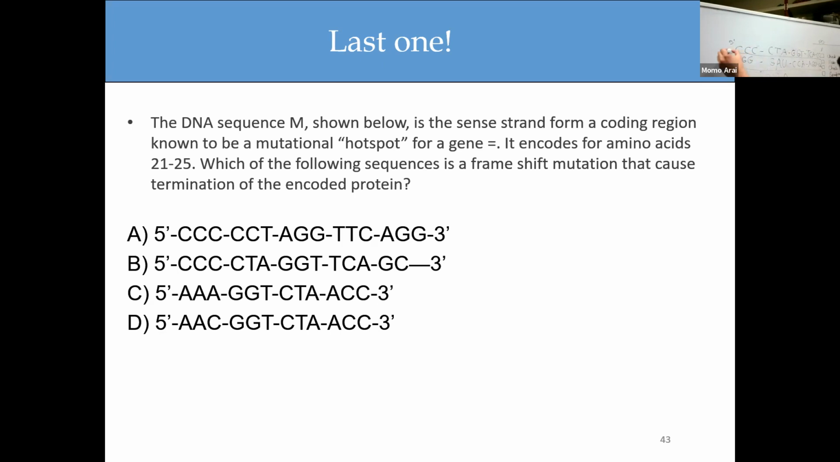Okay, so this one is the template strand, meaning it's from 5' to 3'. So this one will be from 3' to 5', the opposite way. So you read it this way. This is very confusing, right?